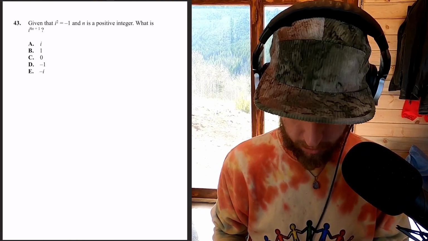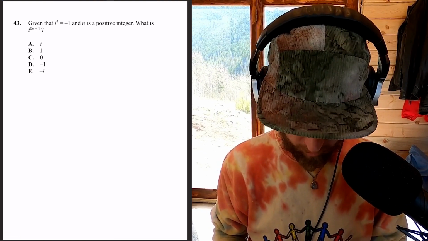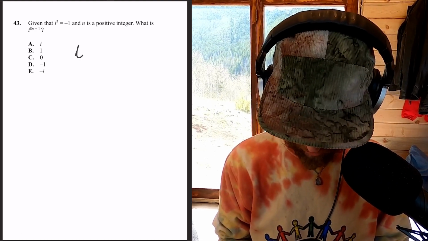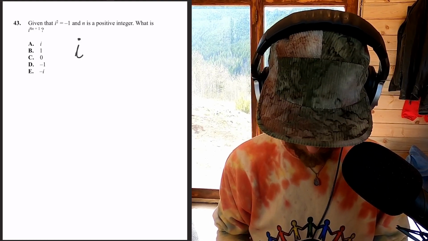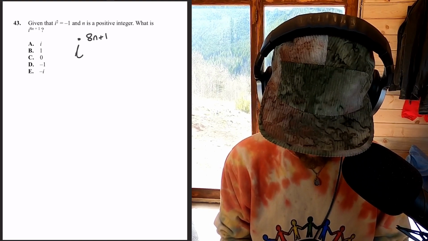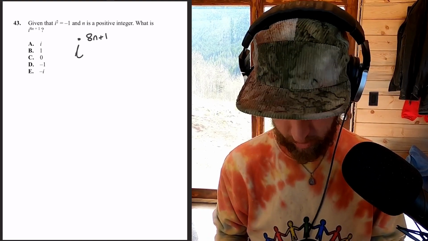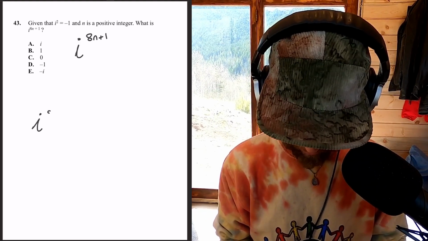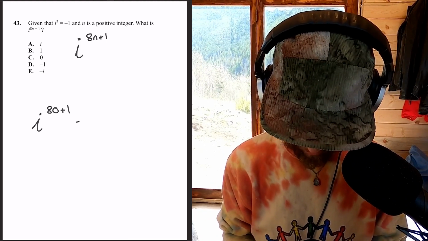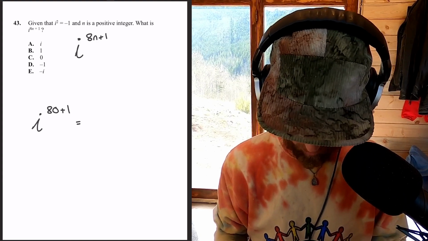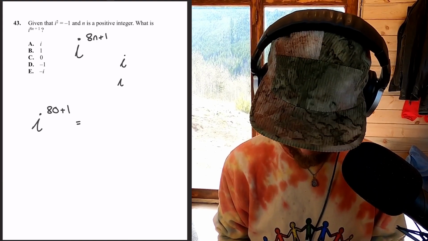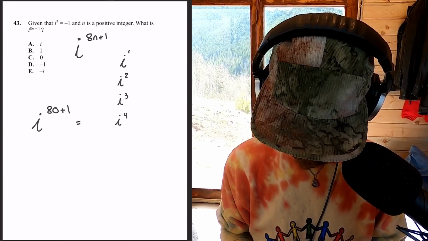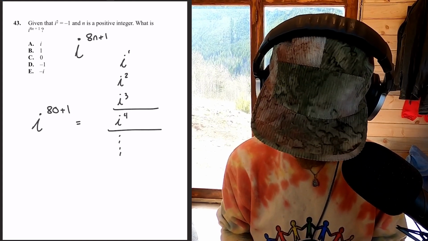Given that i squared equals negative 1 and n is a positive integer, what is i to the 8n plus 1? Lovely. So i, which is the square root of negative 1, to the 8n plus 1, and n is a positive integer. So I'm going to pick, how about 10? So i to the 80 plus 1 is, well, I love making these. 1, 2, 3, 4. And then it just continues on that pattern.